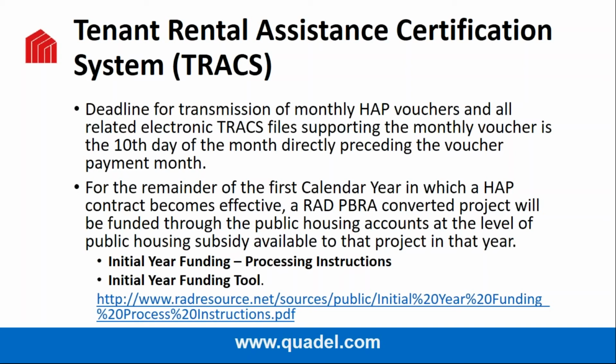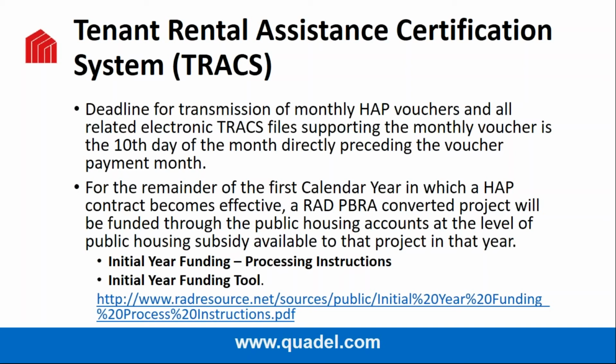A note here: for the remainder of the first calendar year in which the HAP contract becomes effective, a RAD-PBRA converted project will be funded through the PIH program accounts at the level of public housing subsidy available. So HUD has released 2 documents to assist PHAs or owners in calculating and accessing the public housing subsidy that will be available for converted projects, and that's the initial year funding processing instructions and the initial year funding tool.